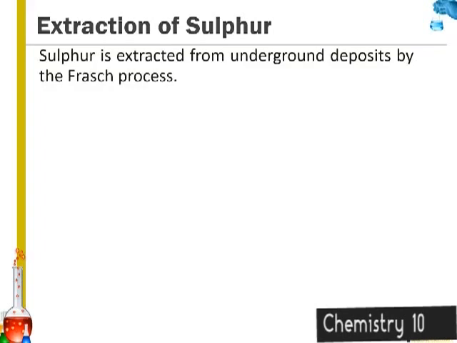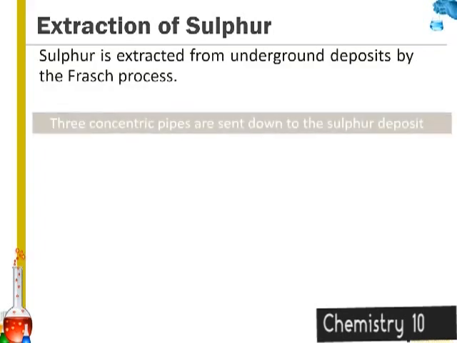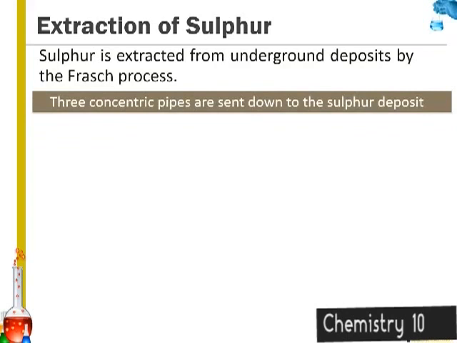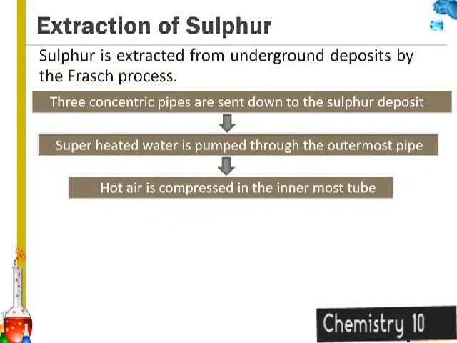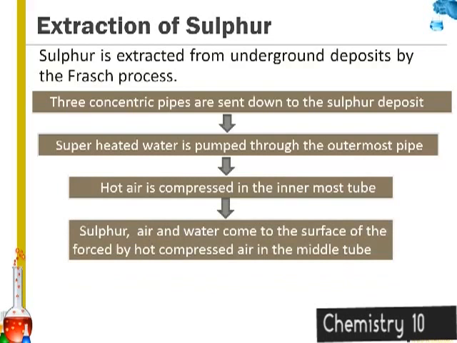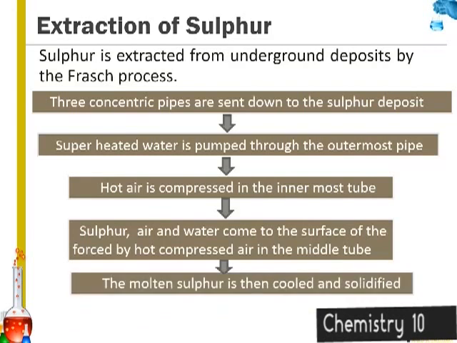Sulfur is extracted from underground deposits using the Frasch process. Three concentric pipes are sent down to the sulfur deposit. Superheated water is pumped through the outermost pipe, and hot air is compressed in the innermost tube. Sulfur, air, and water come to the surface forced by the hot compressed air in the middle tube. From there, the molten sulfur is then cooled and solidified.